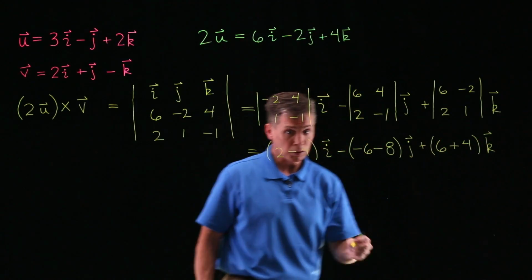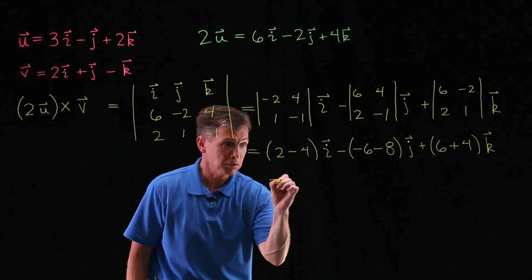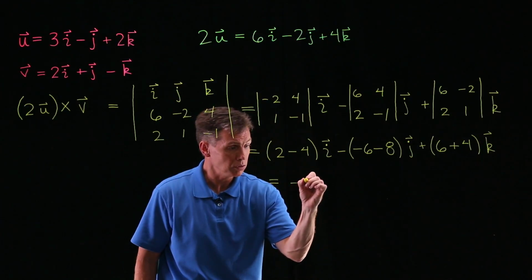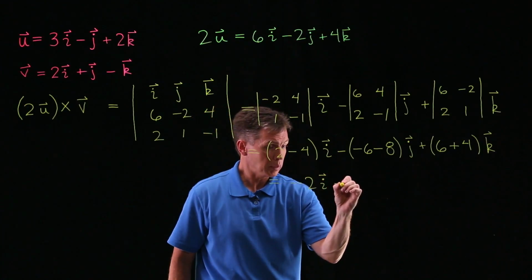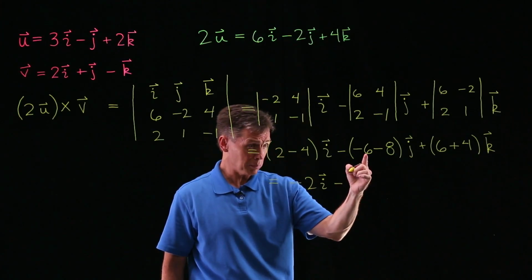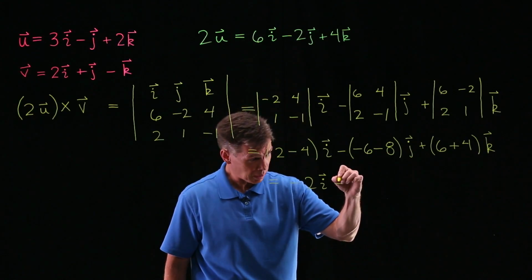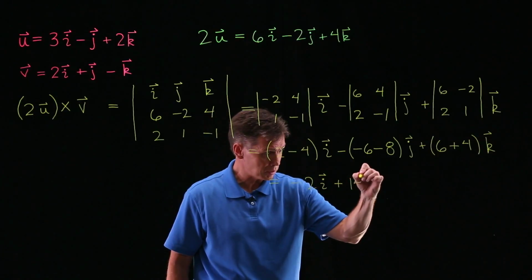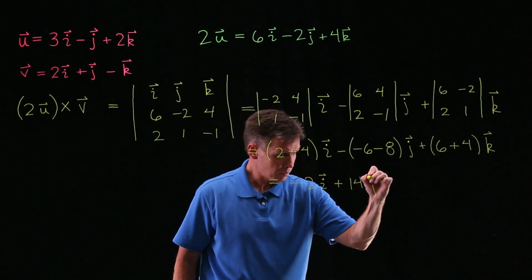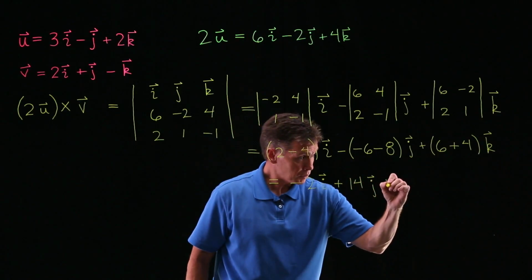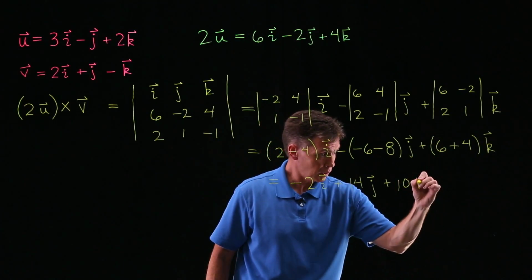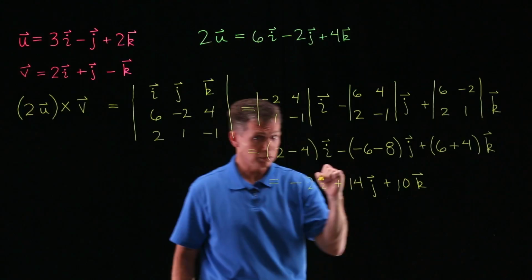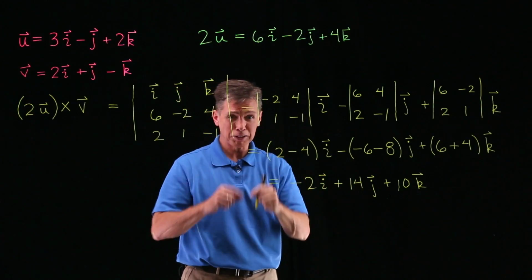I think I can finish in one step here if we just do some arithmetic, right? Negative 2i minus, and that's actually a minus 14, so that'll become a plus 14j. And then plus 6 plus 4 is 10k, and you're done. All right, that's your answer. Practice them on your own.